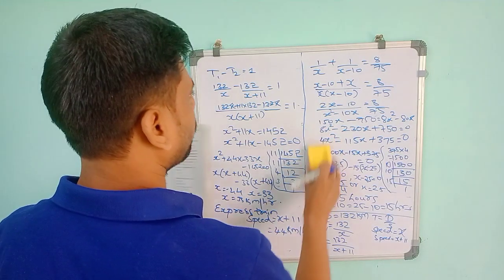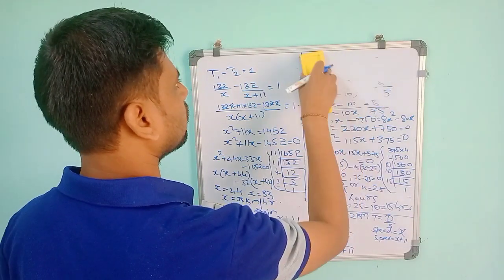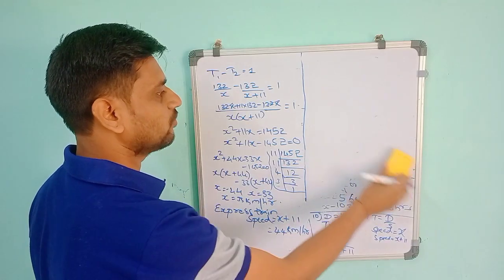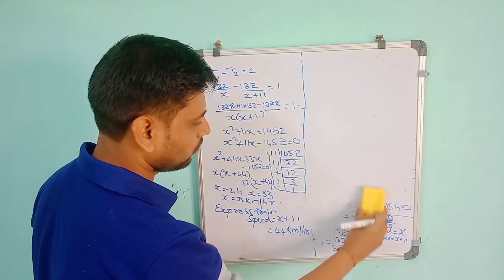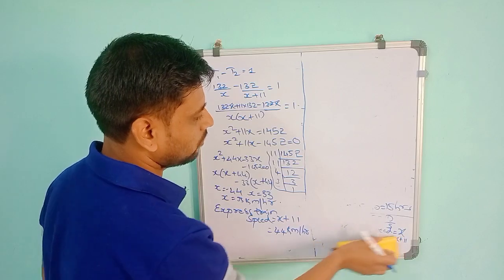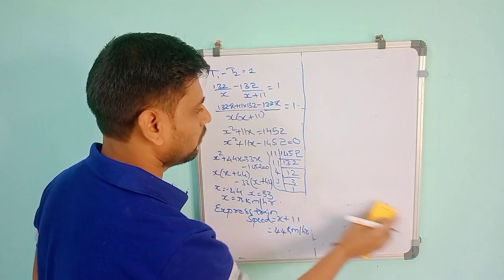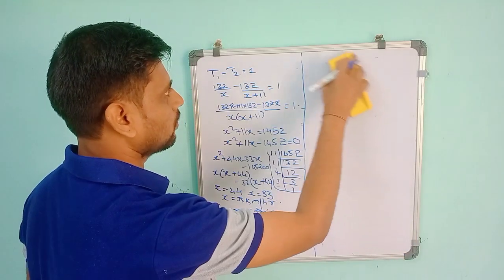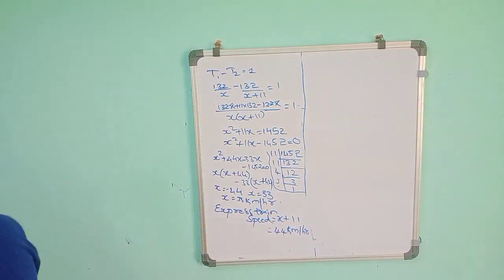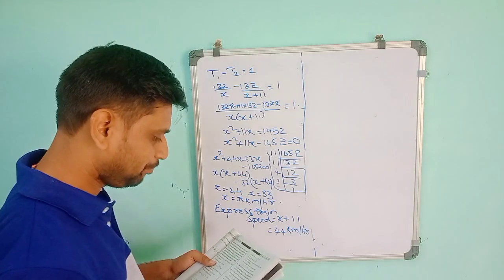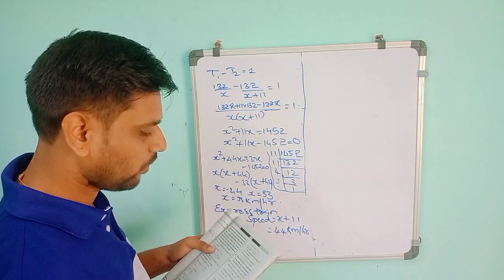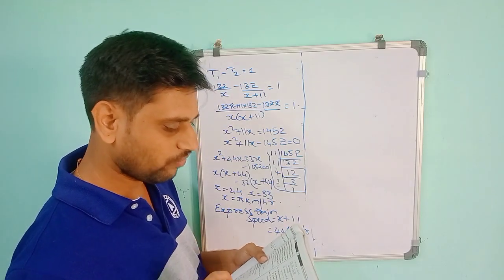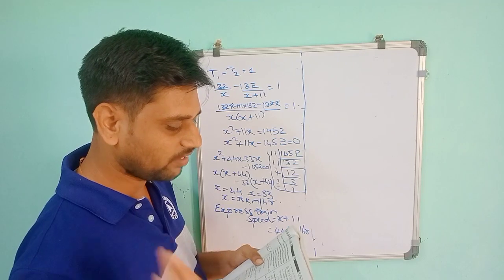Then the last one of the word problems. If you know the tables, then only the factorization will become easy for you. The last one is: the sum of the areas of two squares is 468 meter square. If the difference of their perimeters is 24 meter, find the sides of the two squares.